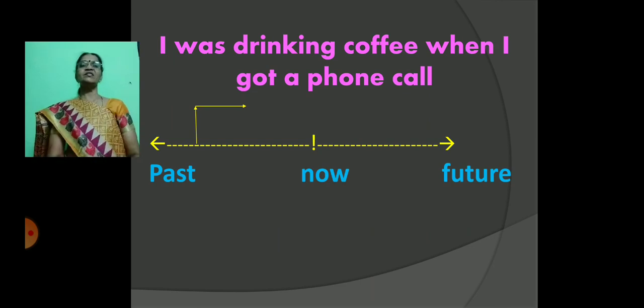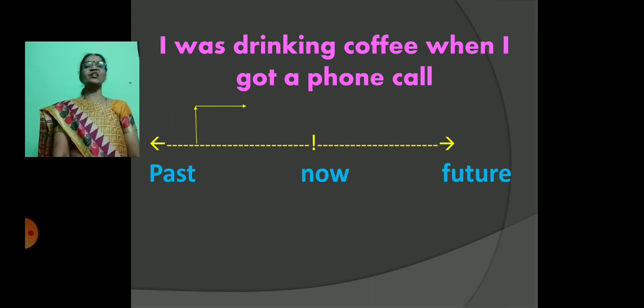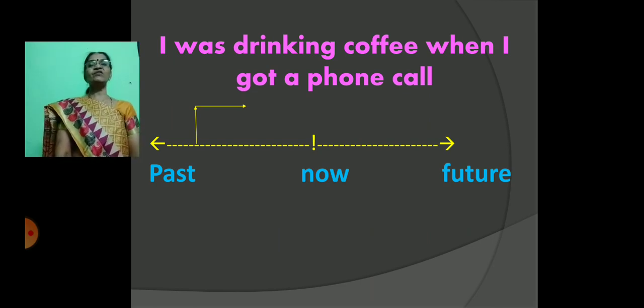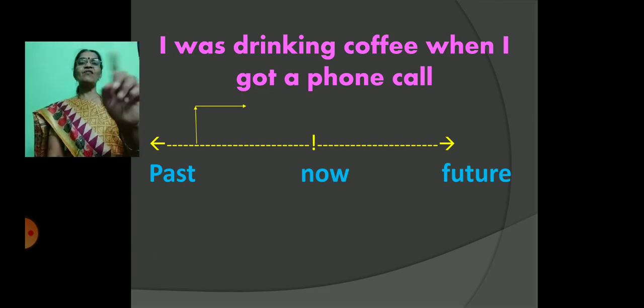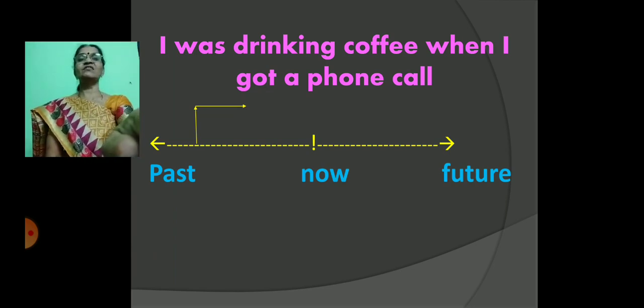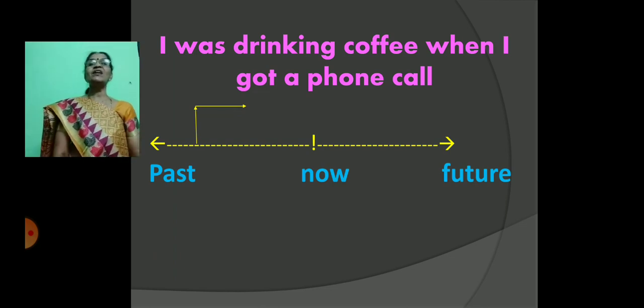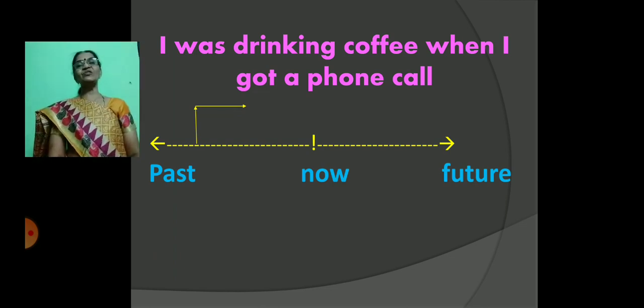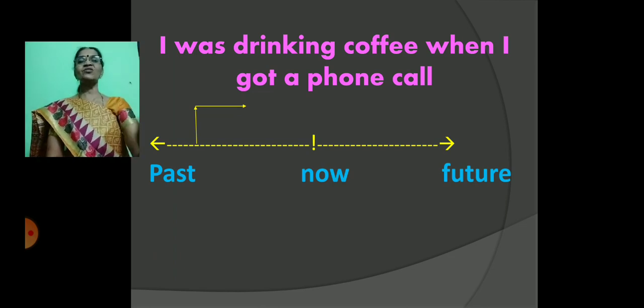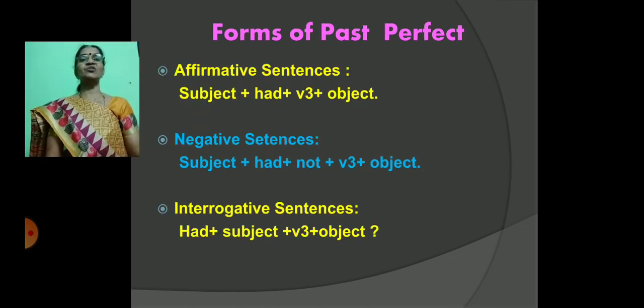Now here's another example you've got. I was drinking coffee when I got a phone call. So now the past action. Here, at the time of speaking, when you got a phone call, what's the action you were doing? Drinking coffee. So I was drinking coffee. So to tell the action like this, we use past continuous tense.